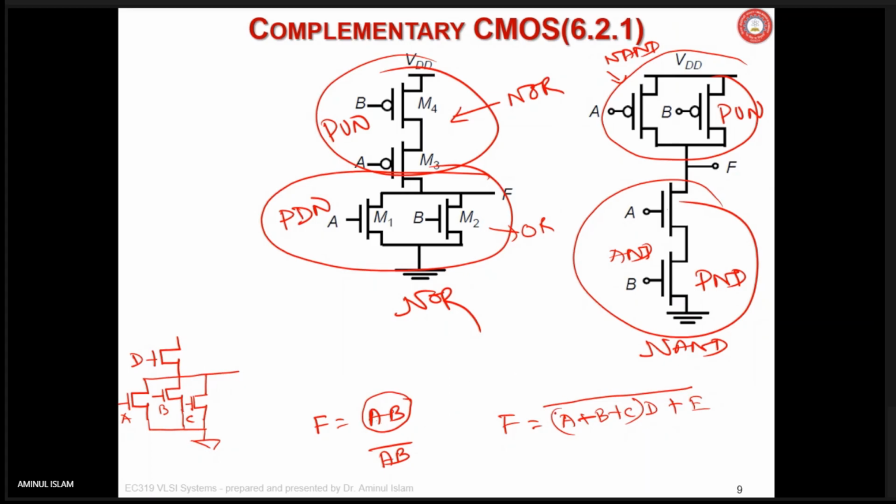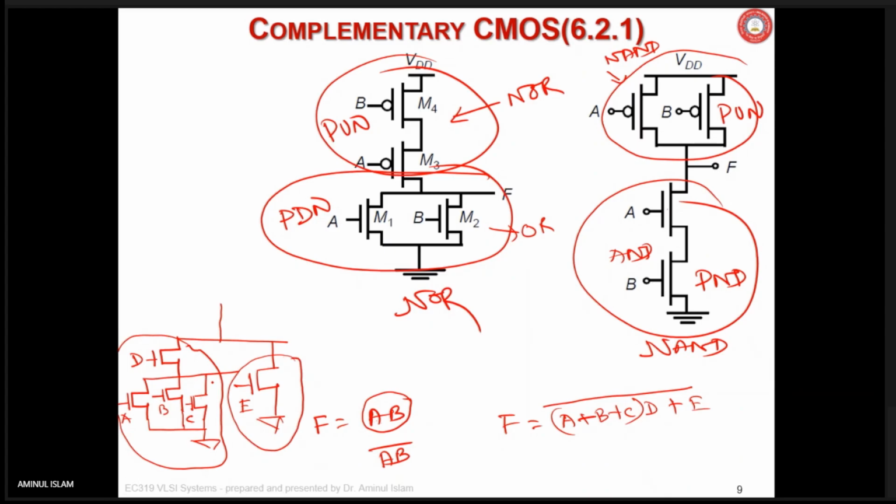Now I see that with this subnet, I have another transistor in parallel with this one. This is your E. Understood? This is one subnet which is in parallel with another subnet which is this one. So I have two subnets.